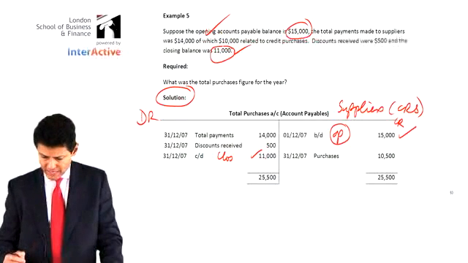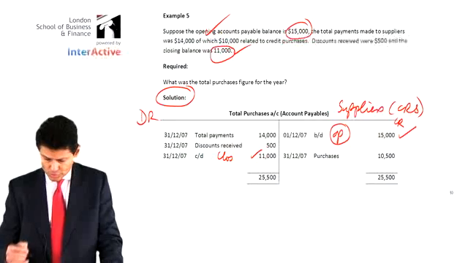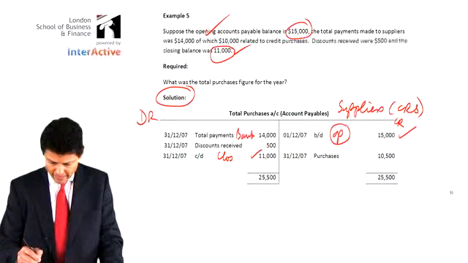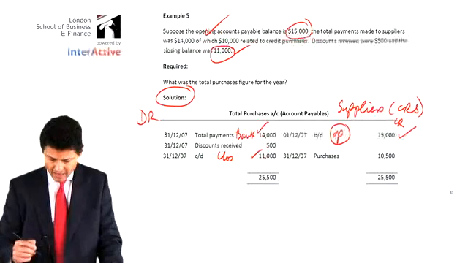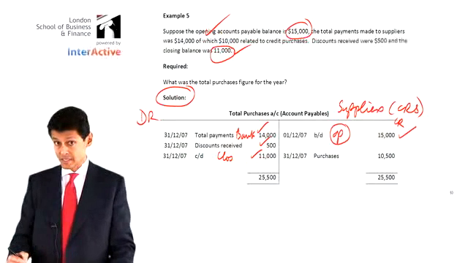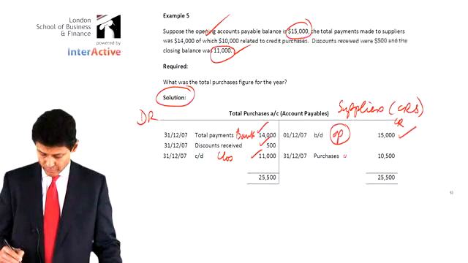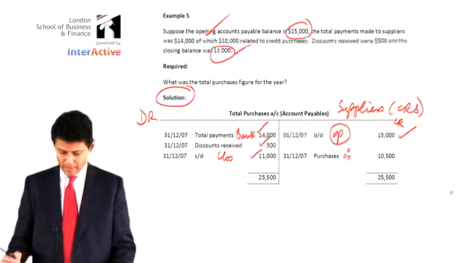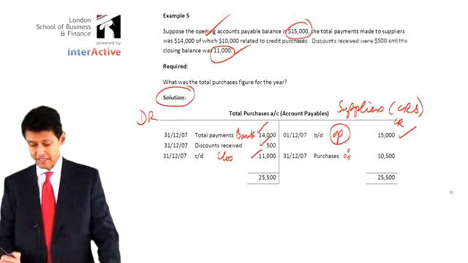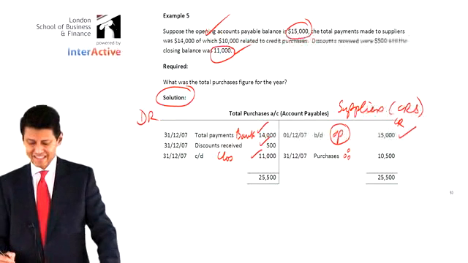11,000. What else? The total payments made to suppliers was 14,000. So I presume that's a credit to bank and a debit to this account, so that's fine. Discounts received were 500. So debit this account, credit discounts received. And of course, the closing balance is given. So the figure that is derived from all of this is therefore purchases. As usual, a lovely little feel to that.